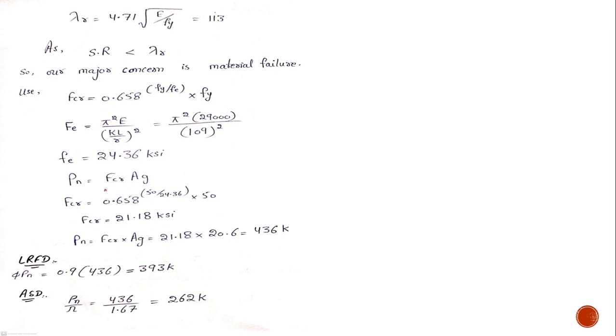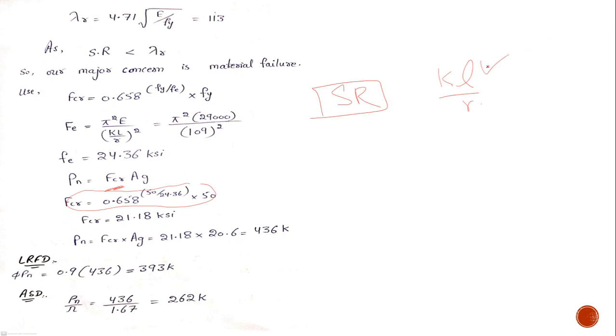But first of all, Fcr. Fcr was found using this formula. And before that, I had to find the slenderness ratio. I'm using the reverse approach to make you understand the question. It means that I have to find the slenderness ratio of this built-up section, and the slenderness ratio of this built-up section would be KL by r.